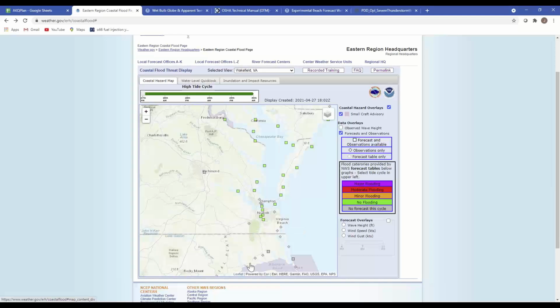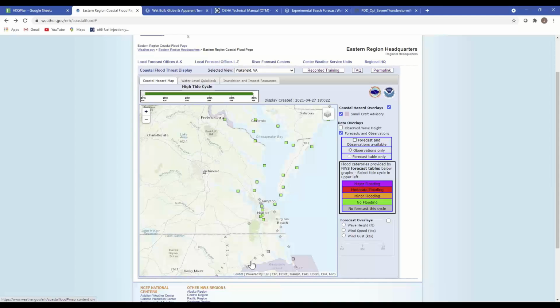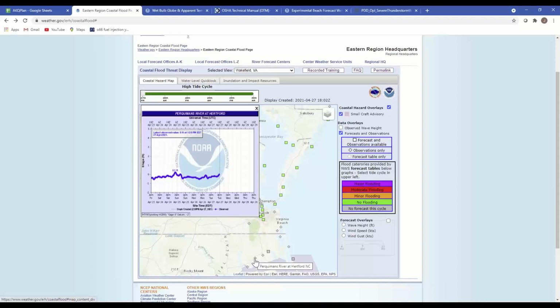And we did include sites on the Albemarle Sound. We watch these very closely. When we get a strong southerly flow, we get flooding there, in parts of Edenton, Hertford, and over towards Elizabeth City.